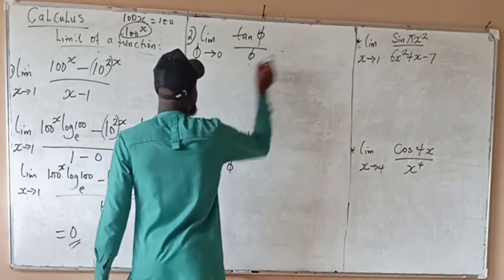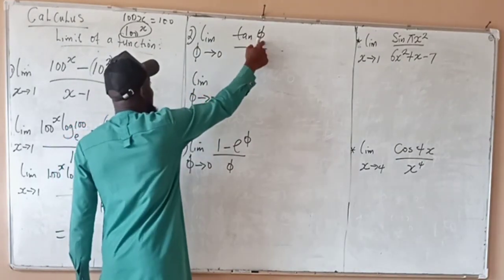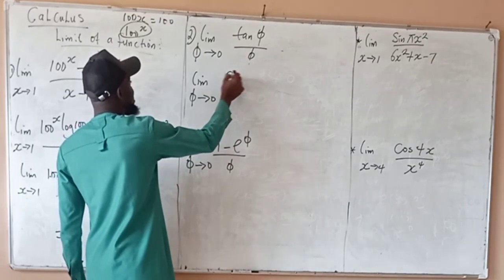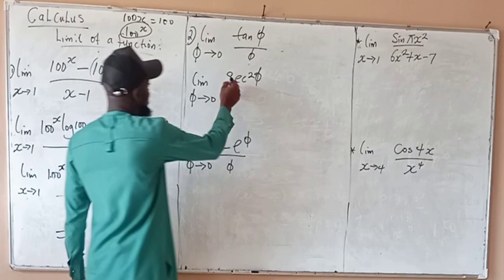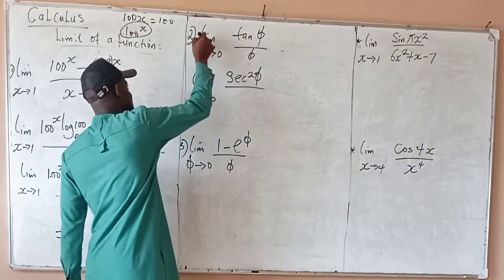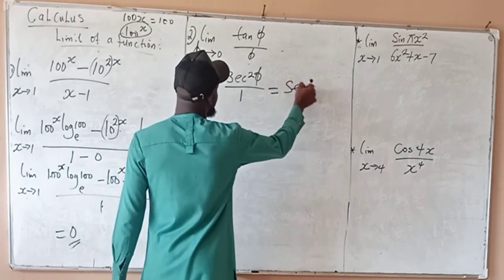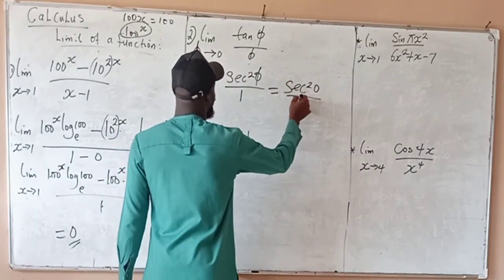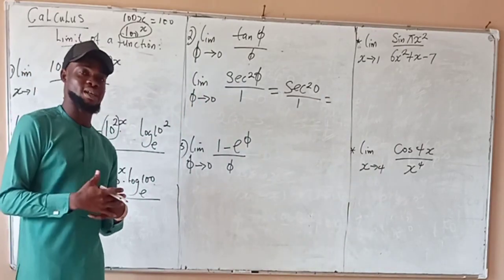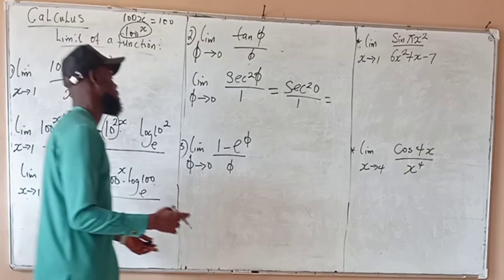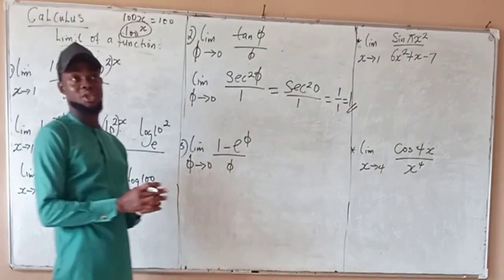Now, differentiating tan phi with respect to phi, we're going to have sec squared phi. Now, differentiating phi with respect to phi, that is the same thing, that becomes 1. So the next thing, when phi equals 0, we have sec squared 0 over 1. And sec squared 0 is 1. Sec is 1 over cos, so 1 over cos 0 is 1 over 1, that gives 1. Remember, sec squared 0 is 1.